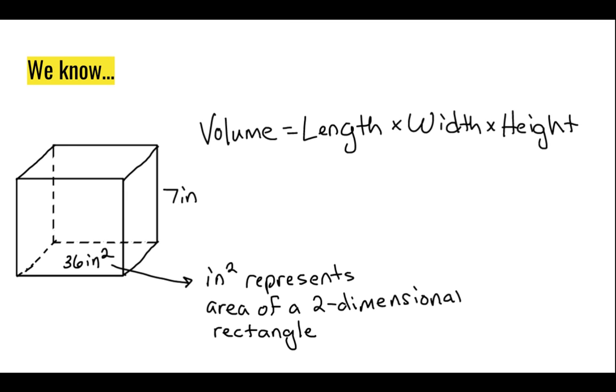First, let's think about what we know. We know inches squared represents the area of a two-dimensional object or rectangle. So that tells me that this 36 inches squared is probably the area of the bottom of the shape. And then that would mean the 7 inches is left as that third dimension.